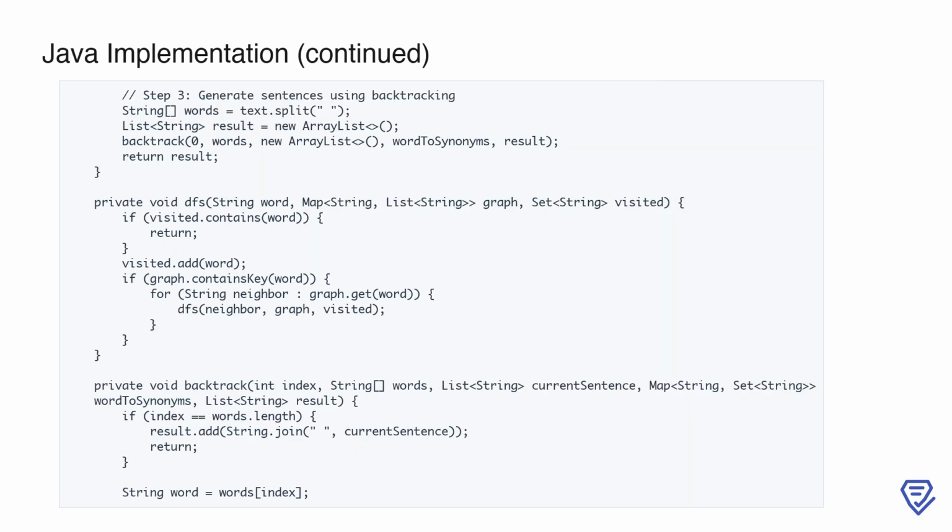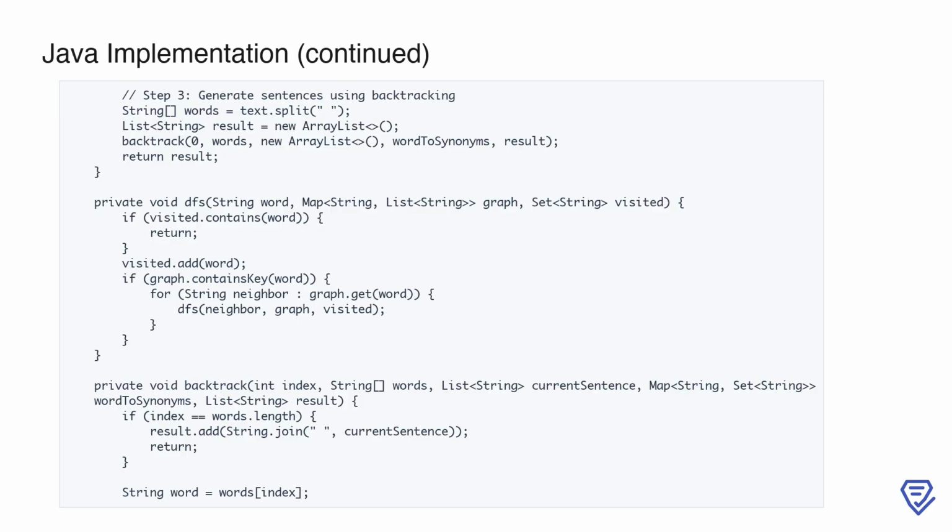Now that we have mapped every word to its full set of synonyms, the next step is to generate all possible sentences using backtracking. First, we split the input text into individual words using text.split, and initialize an empty list called result to store the final sentences. The backtrack method is then called, which recursively builds sentences by replacing each word with all its synonyms, if available.